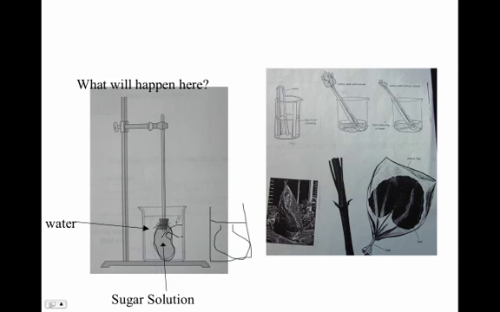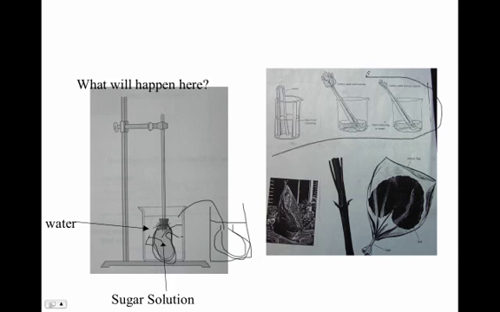Sugar's too big to leave. So technically sugar in here is high concentration. Outside it's low concentration. So it should go into the beaker, but it can't because it's too big and it's blocked by the membrane. So within 24 hours, if we came and visited this bag of sugary water, we'd notice it swelled up thanks to osmosis.